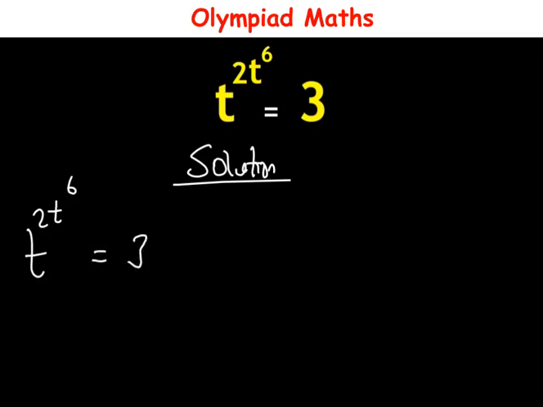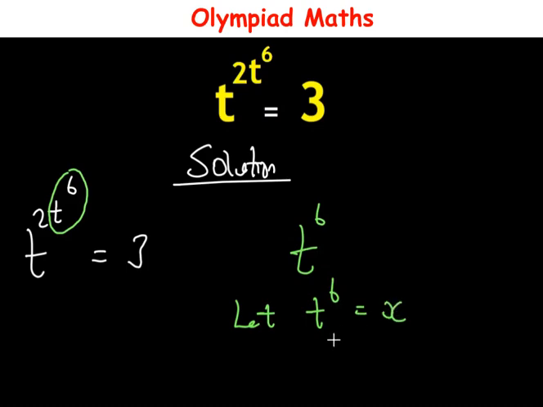So with this, the first thing we're going to do is to solve this power of t raised to power 6 right here. So here we have t raised to power 6. So we are going to say let t raised to power 6 equal x, such that from here we can then solve for the value of t.